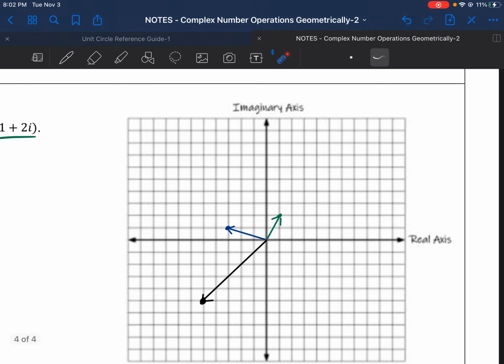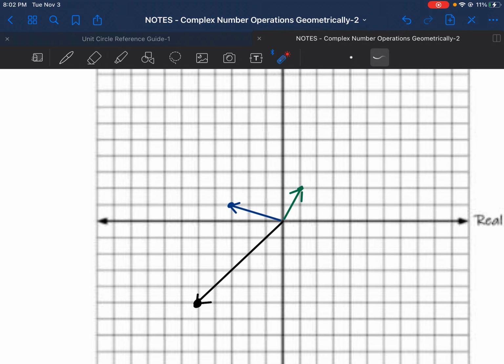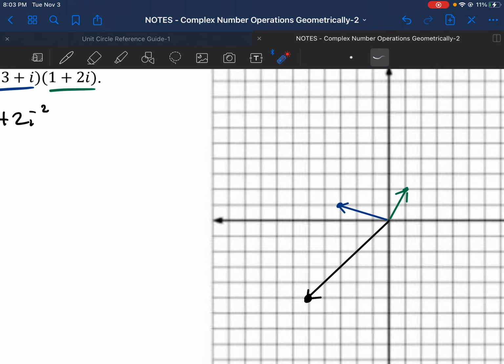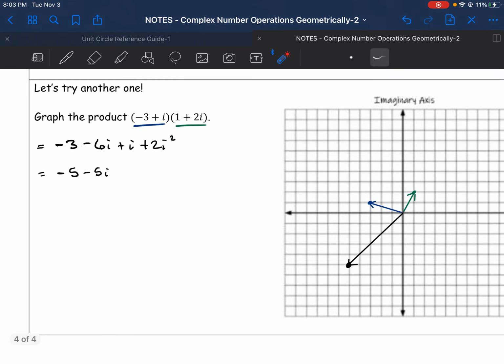And we can see, just looking at the graph here, we have this angle here, the argument from 1 plus 2i. We have the angle here, the argument for negative 3 plus i, and it's looking like this angle plus this angle is certainly going to give us that full angle for the product of those two complex numbers. And the product of those two complex numbers turns out to be negative 5 minus i, which is what I have graphed here in black.